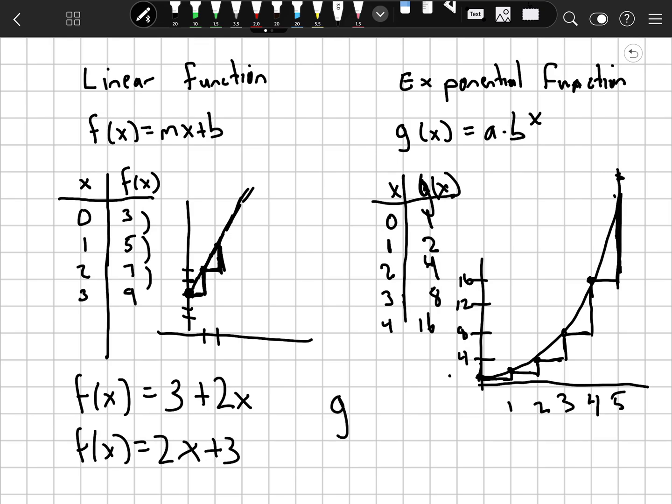So the way I might write this as an equation is g of x equals 1, because that's my y-intercept, times, and I'm doubling each time, so I'm multiplying by 2 to the x. 2 is like my multiplier. It's what I keep multiplying over and over again. So 1 times 2 to the x would be this exponential function here. If we plugged in g at 6, it'd equal 1 times 2 to the 6th, and that's 64. So that's kind of how this works with exponential functions.